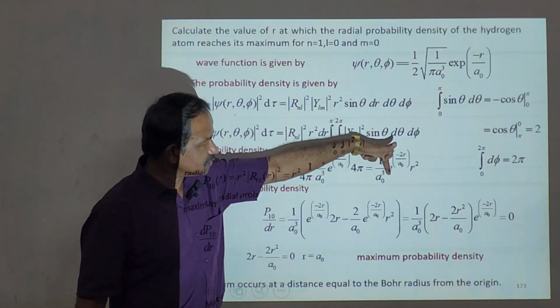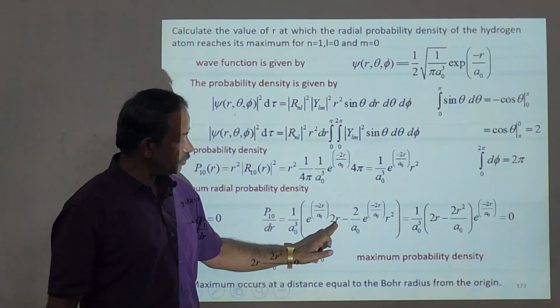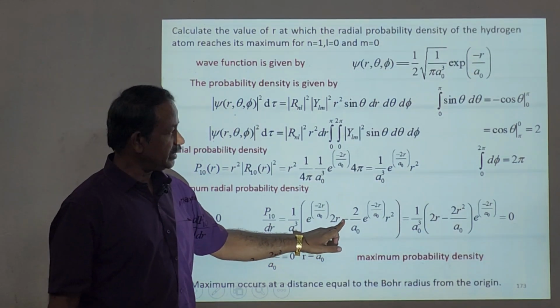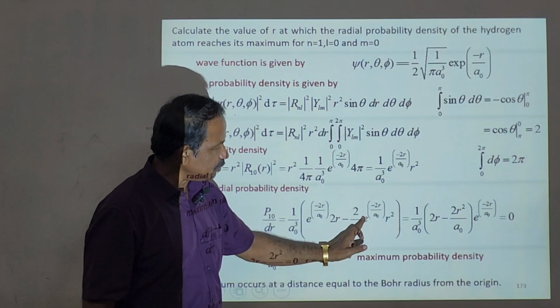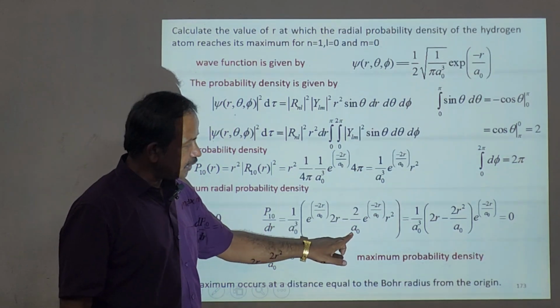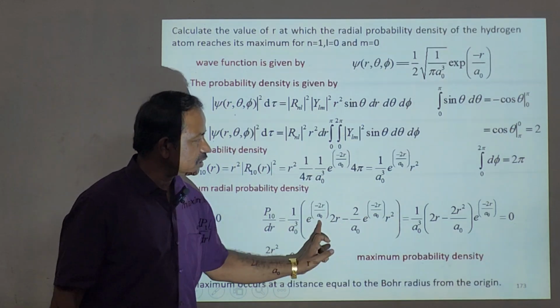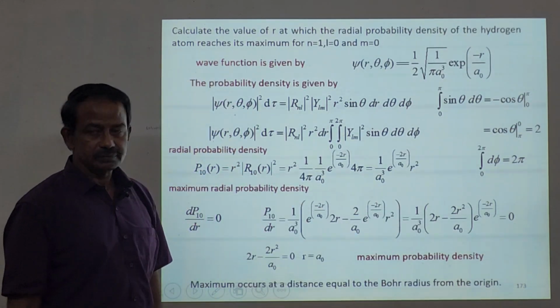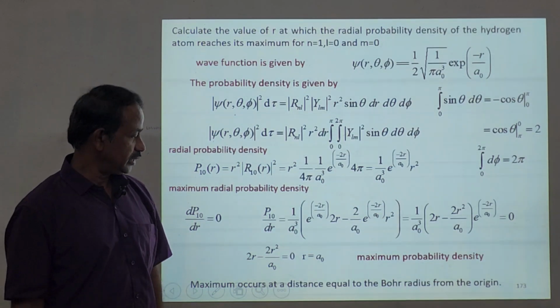So first we will keep this as constant, e power minus 2r by a naught. Differentiate this. That will give you 2r minus... You will have to differentiate this, correct? So keep e power minus 2r by a naught. Differentiating this will give you minus 2 by a naught, keeping this as constant, r square. You pull the common terms out, e power minus 2r by a naught.